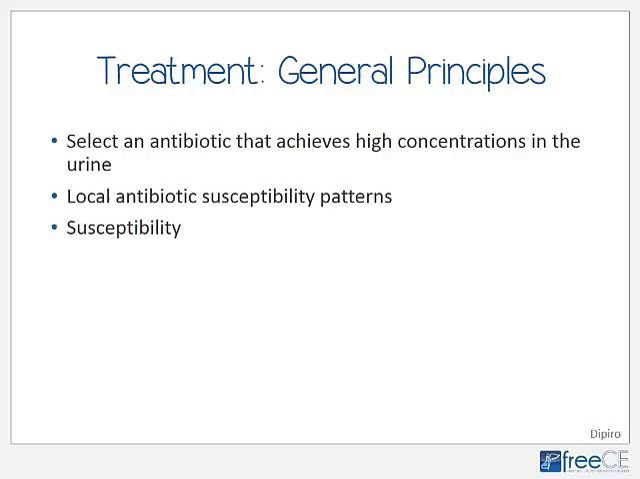So knowing about your antibiogram, knowing about your local antibiotic susceptibility patterns, I think is particularly important when we're talking about urinary tract infections from an empiric antibiotic coverage standpoint. And then I also have susceptibility listed here, and so we've talked about the ability to eradicate the urine not only is dependent on achieving high concentrations in the urine, but also related to the susceptibility of the microorganisms to that antibiotic that you're using to treat the infection.